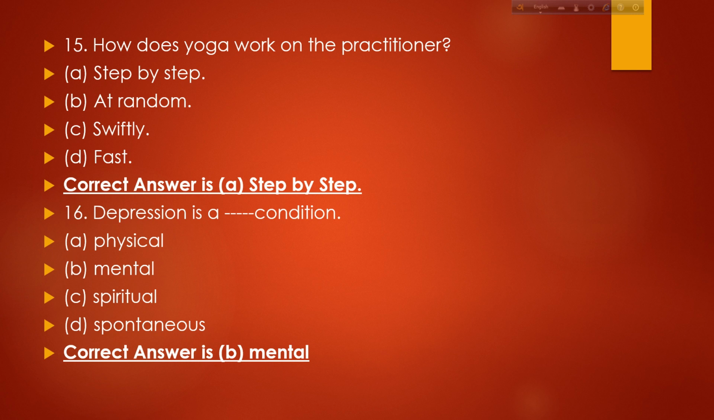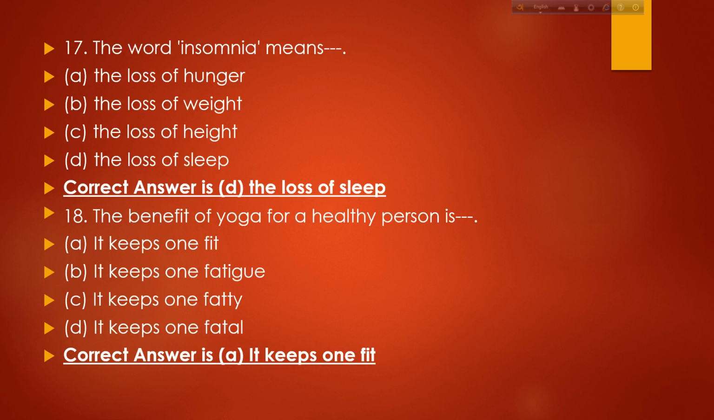Number 16. Depression is a dash condition. A, physical, B, mental, C, spiritual, D, spontaneous. So correct answer is B, mental. That is, depression is a mental condition. Now number 17. The question is, the word insomnia means dash. A, the loss of hunger, B, the loss of weight, C, the loss of height, D, the loss of sleep. So the correct answer is D, the loss of sleep. That is, insomnia means the loss of sleep.